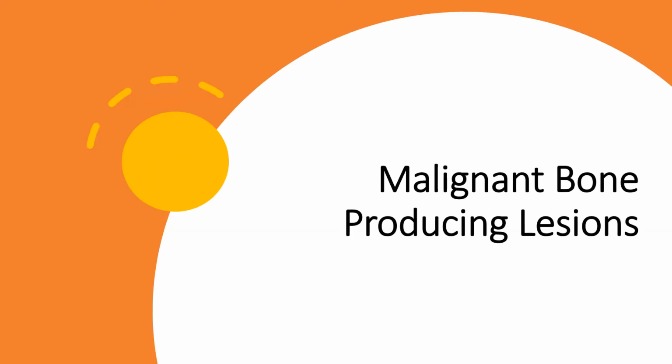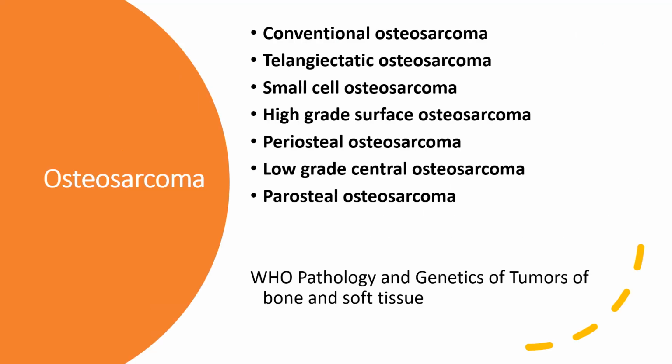So now let's talk about malignant bone-producing lesions. Osteosarcoma is a primary intramedullary high-grade malignant tumor in which neoplastic cells produce osteoid. It is important to specify the subtype of osteosarcoma because of tumor grade. Conventional osteosarcoma, telangiectatic osteosarcoma, small cell osteosarcoma, and high-grade surface osteosarcoma are high-grade sarcomas. Periosteal osteosarcoma is intermediate grade, and low-grade central osteosarcoma and parosteal osteosarcoma are low-grade tumors.